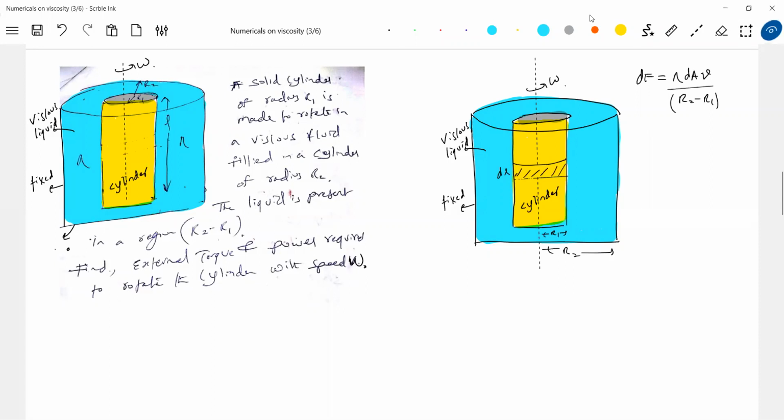Look at this edge, this surface: at what distance is it from this fixed vessel? Only the cylinder is going to rotate. This is a condition. So is it okay? What is dA? You can write dA as equal to 2 pi R1 into dl. And in turn, what is V? V we shall write as R1 omega.